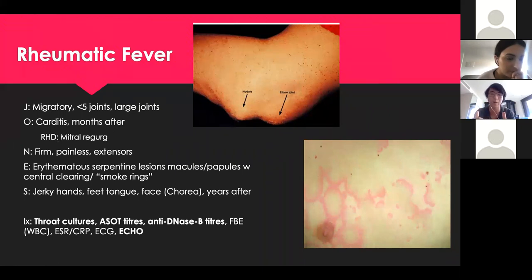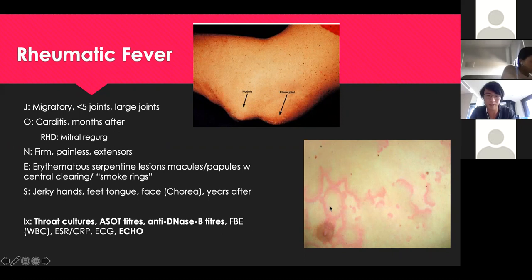And one of the things that happens is you get heart valve failure, and the most common valve is your mitral valve, and that's going to be mitral regurg. Here we've got your subcutaneous nodules, and these are just painless, firm nodules. They're quite rare, usually on your extensor surfaces, and they're more just to fill out the criteria.